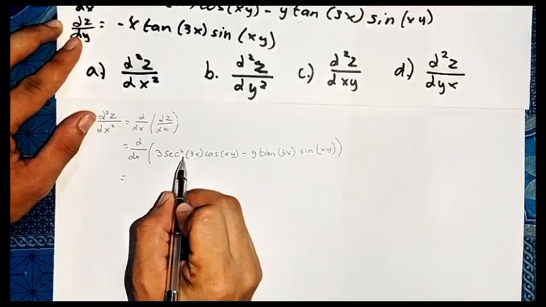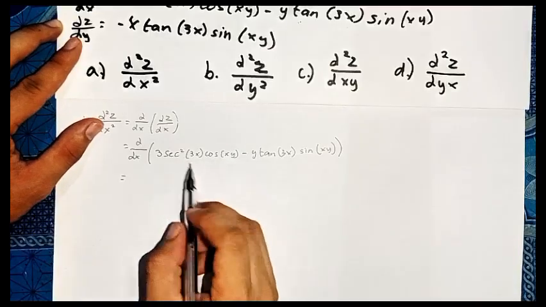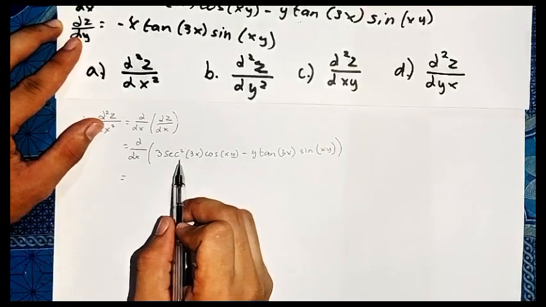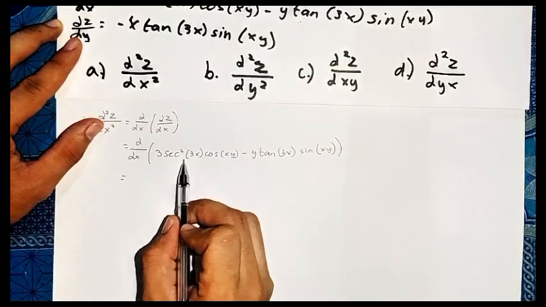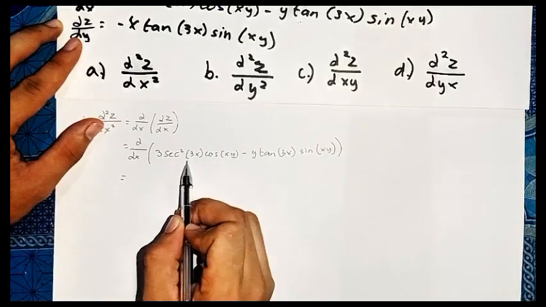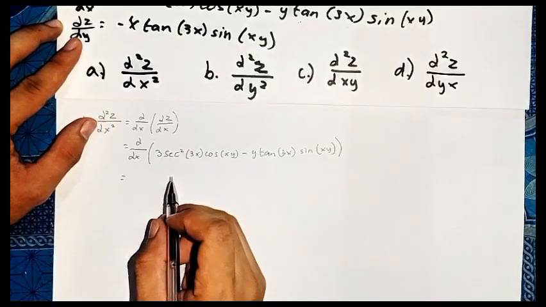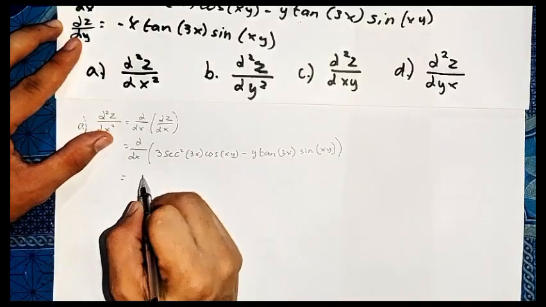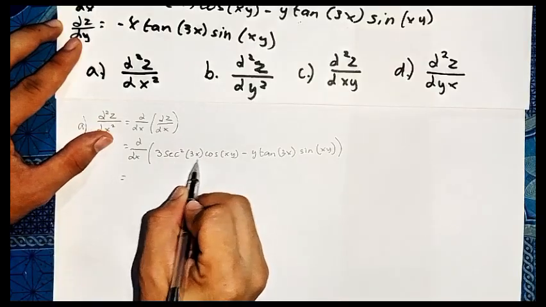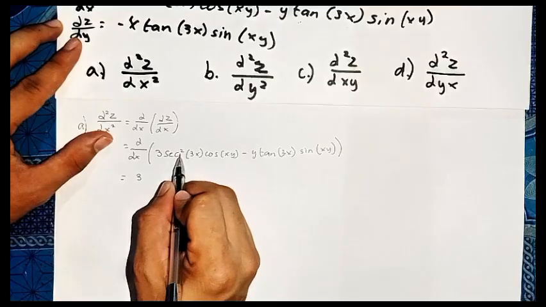The 3 secant squared 3x cosine xy. So you can observe we can use power rule, product rule, and also chain rule, of course. So let's start. We have the derivative of 3 secant squared 3x. This first, copy the 3. We have secant squared, right?